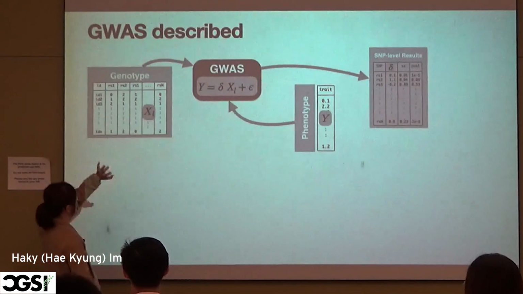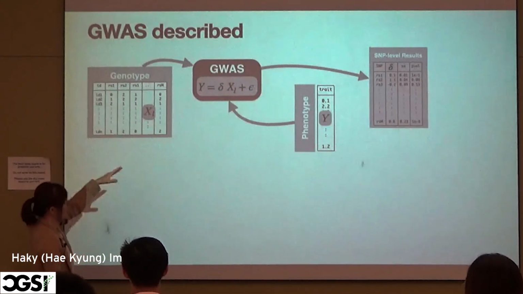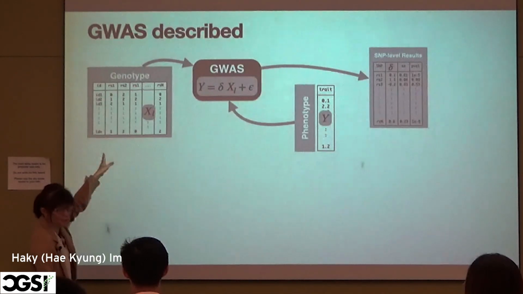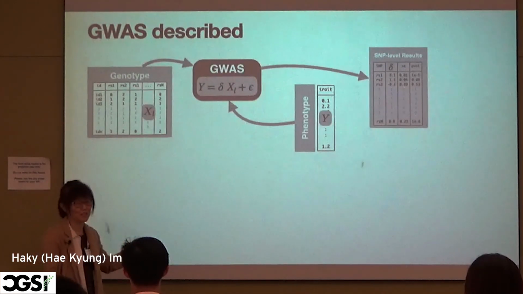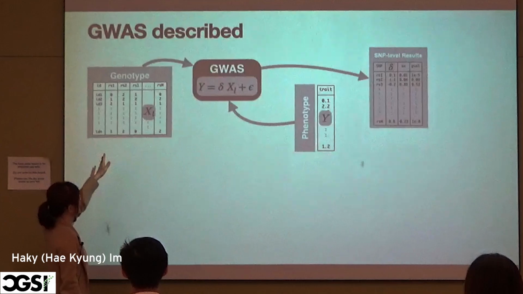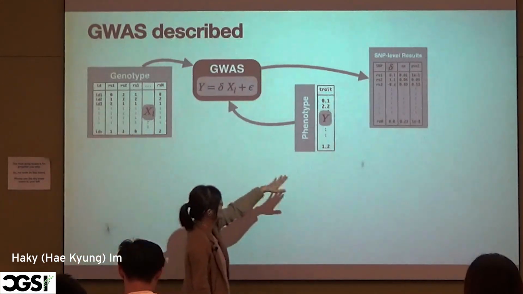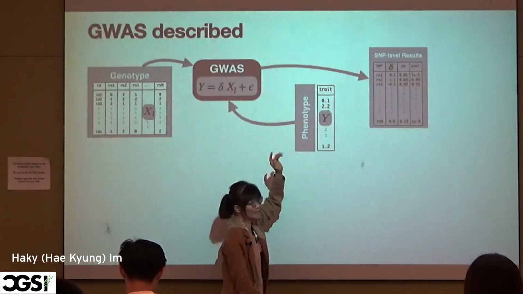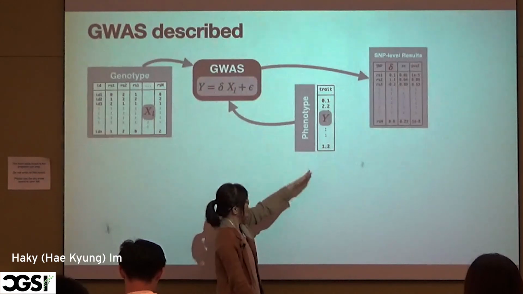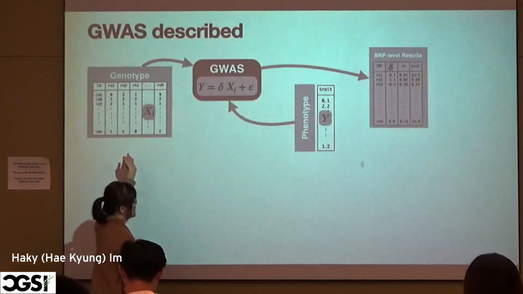Okay, so we have our genotype data. It's this matrix where rows are people, columns are SNPs. I'm just going to call them SNPs; they could be other genetic variants. And then we have the trait. It's a vector of Y, the same number of people as in this matrix.